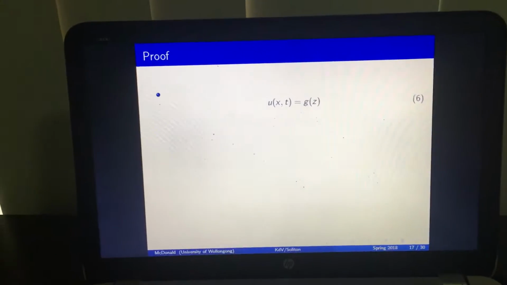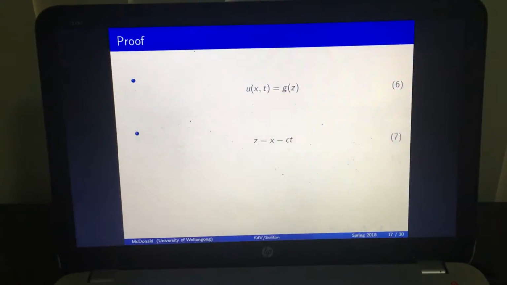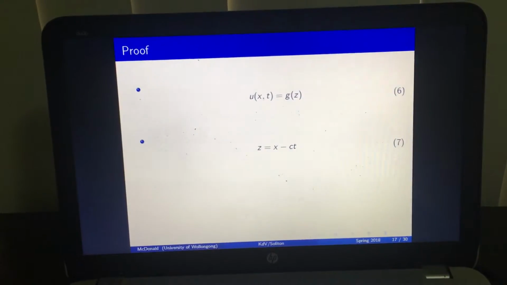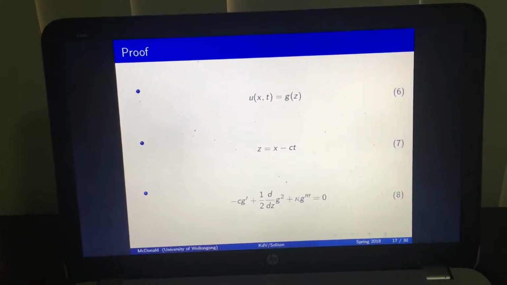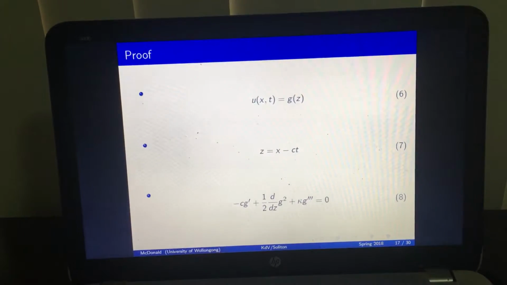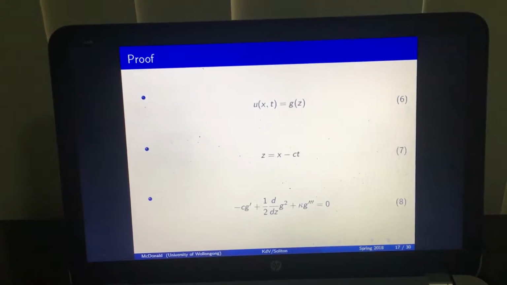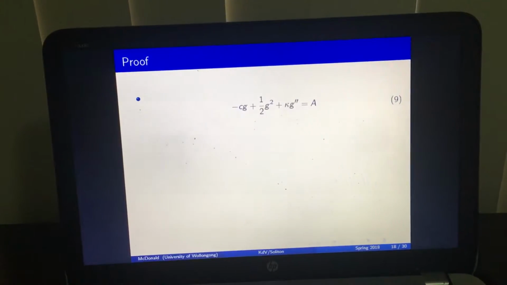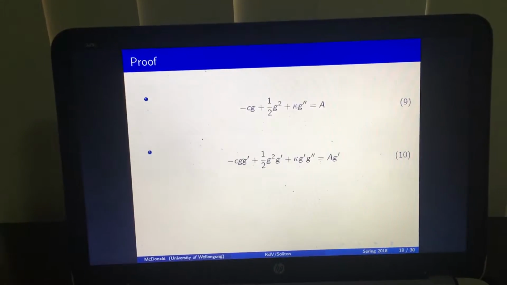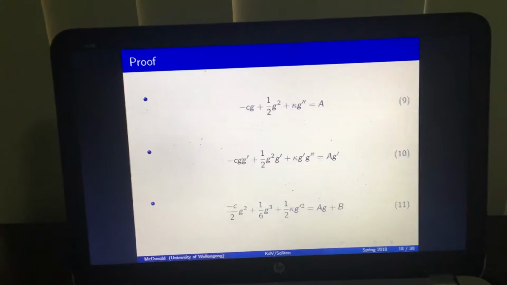So what we do is that we seek a travelling wave solution, which is equation 6. This is where z equals x minus ct. Now put g of z into equation number 5 on the previous slide, and we get equation number 8 here. Integrate to get 9. We multiply through by g dash to get 10. Integrate again to get 11.